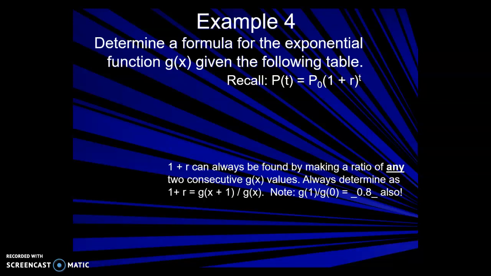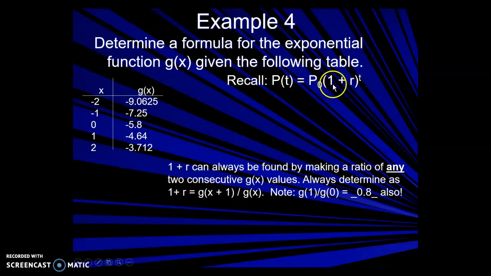All right, let's look at example 4. We're determining a formula from a table here. Remember, this is your basic exponential function. We don't know if it's a growth or decay; it really doesn't matter at this point. First thing you want to do is look at your initial value. Your initial value is where x is 0, and you see it's negative 5.8. So you're actually starting with a negative number initially.